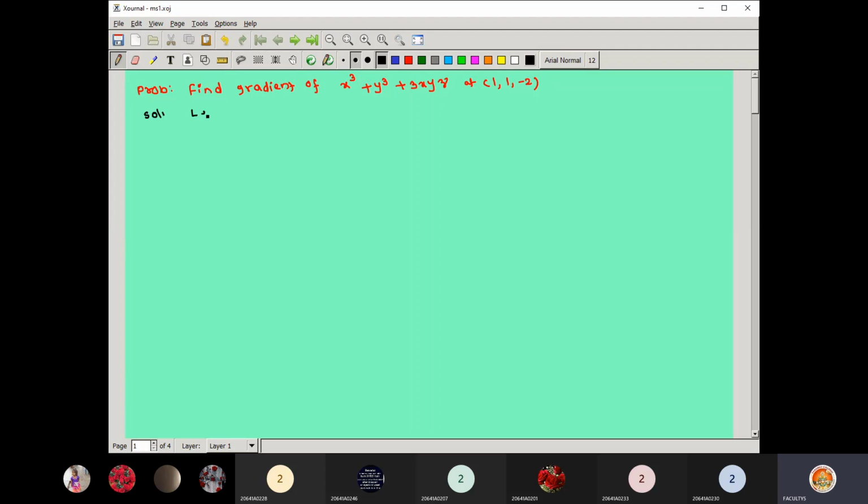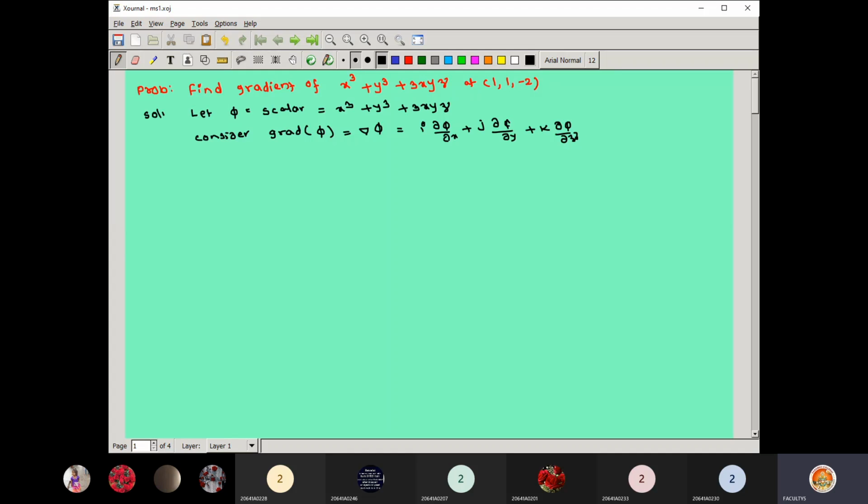So first I am denoting it with a symbol. Let phi, which is a scalar, denote the given function x cube plus y cube plus 3xyz. Now you need to calculate the gradient corresponding to this scalar. The gradient is denoted as gradient of phi, which is simply del phi. As per the definition, it is i dou phi by dou x plus j dou phi by dou y plus k dou phi by dou z.